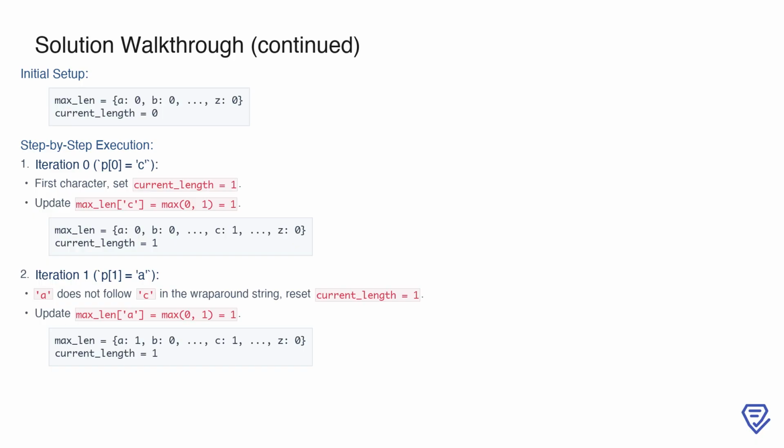Next, we look at the second character, a. Since a does not follow c in the wraparound alphabetical order, we reset current_length to 1. This means we are starting a new valid substring that ends at a. We then update max_len[a] to the maximum of its current value, 0, and current_length, so max_len[a] equals 1.